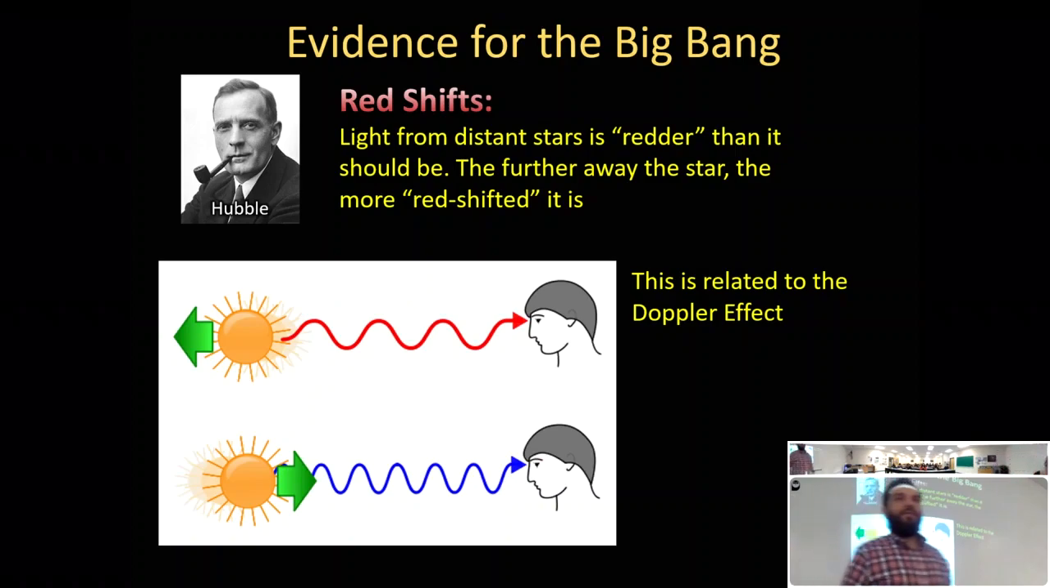But anyway, the light that comes from distant stars is a little bit redder than it should be. Does that make sense to you all? It's a little bit more red than it should be.